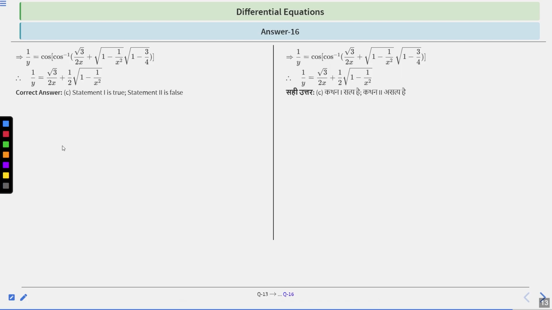Therefore, option C is basically the right choice. Got it? Option C is the right choice. Statement 1 is true and statement 2 is false. Got it? Statement 1 is true and statement 2 is false.